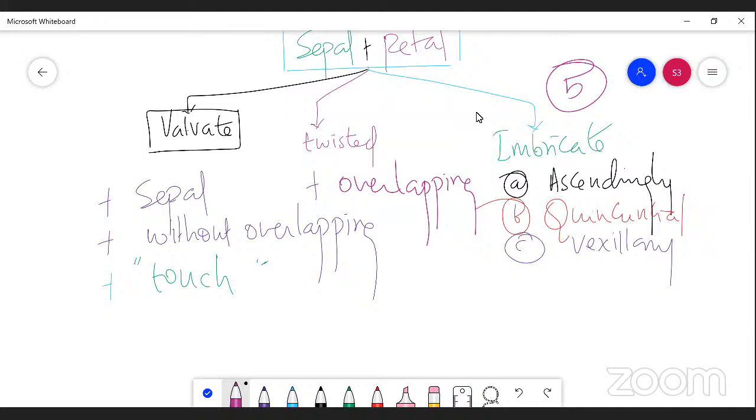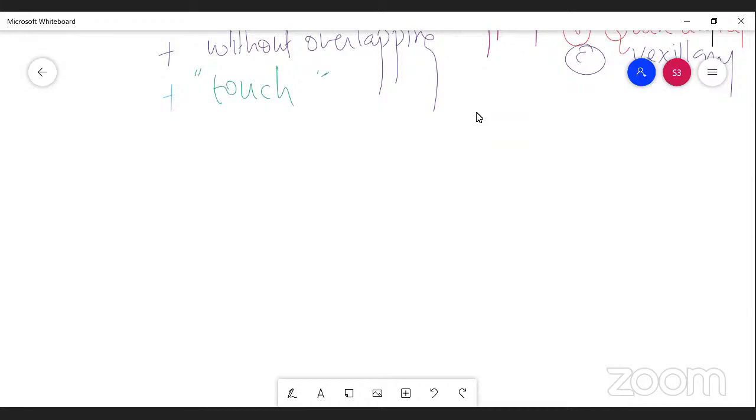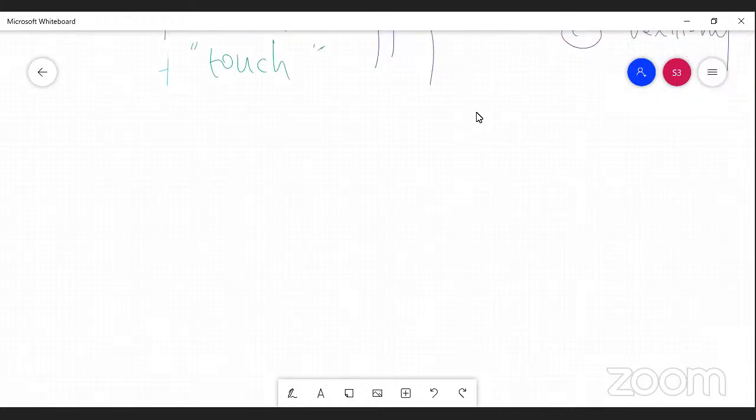Whereas in the vexillary, one is totally outer, and of the remaining four petals, two petals are arranged just inner, and at the very last a pair of petals are slightly fused at the base, right? That is called vexillary. Now I am going to show you the diagram so that you can understand what is valvate, what is twisted, what is imbricate, and what is quincuncial aestivation.